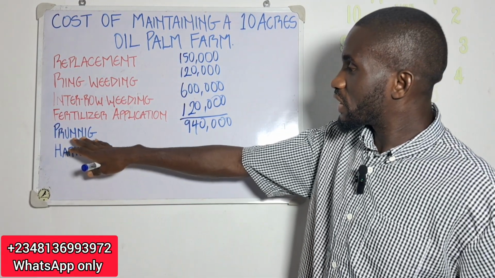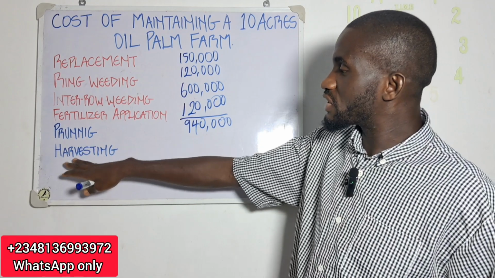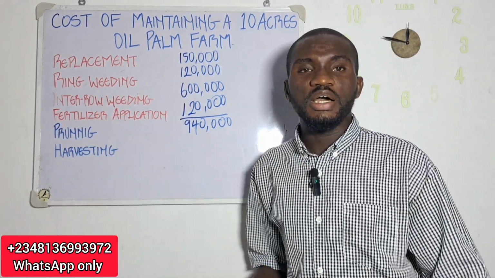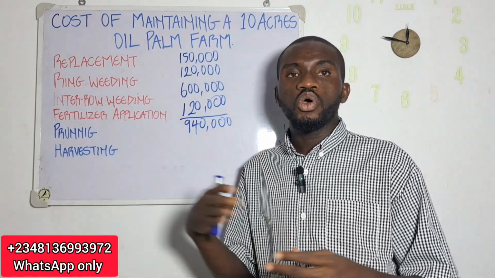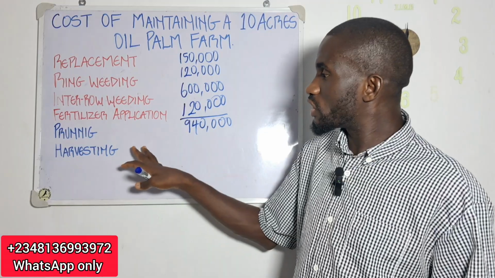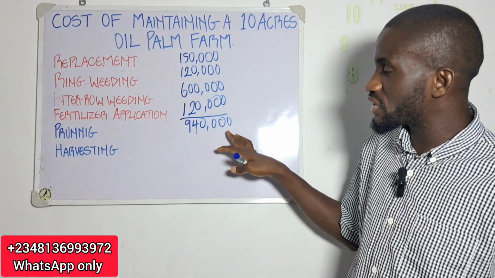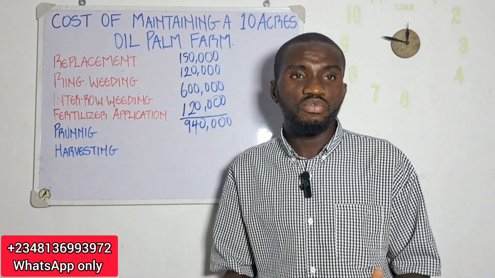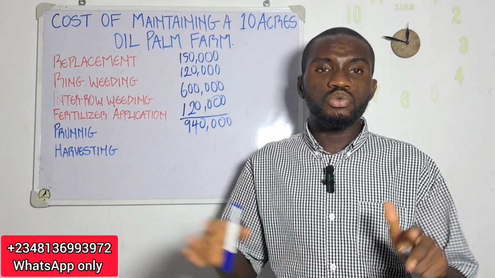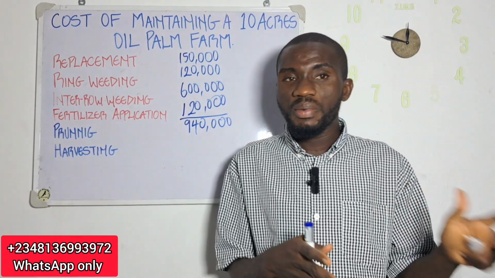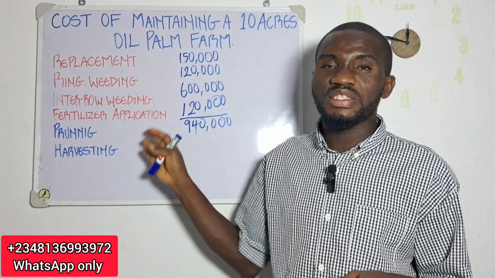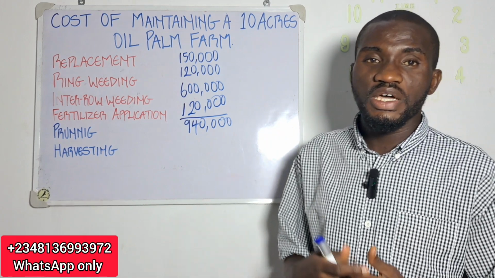Pruning and harvesting are usually done concurrently. They usually do it together. Immediately they are doing the harvesting, they are doing the pruning all together. But this will be happening when your plantation is already established. That is why I didn't do the expenses. And by that time, you already have your permanent workers on your farm. It's advisable that you have your permanent workers. You don't contract this kind of activity out by that time.